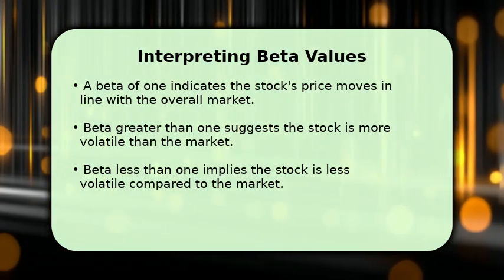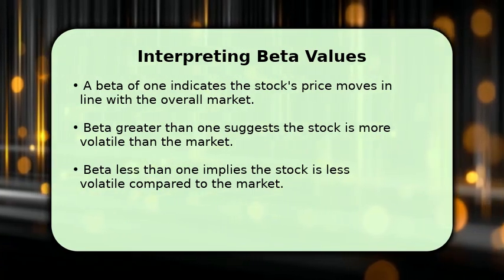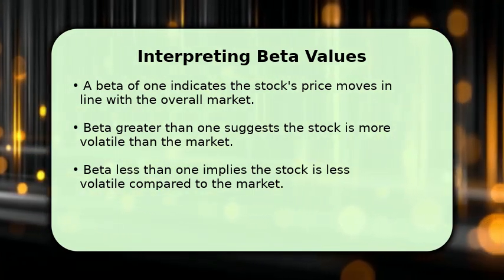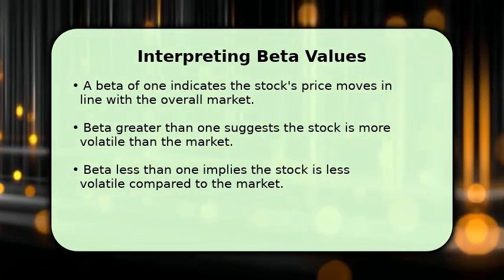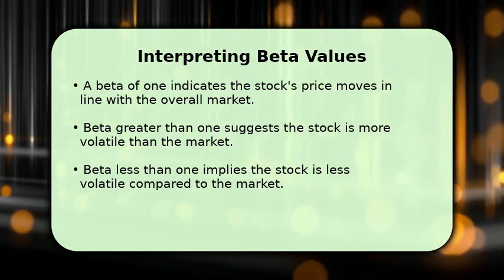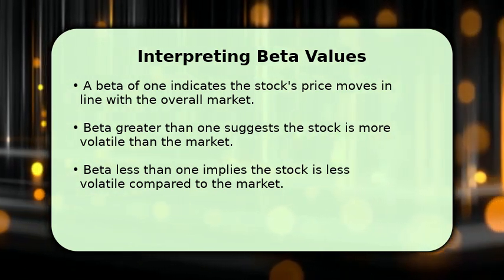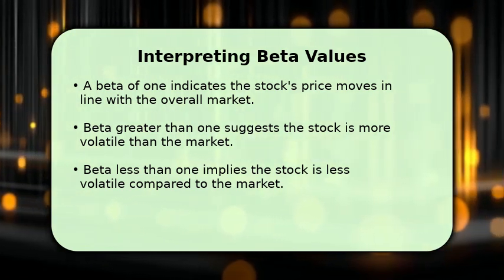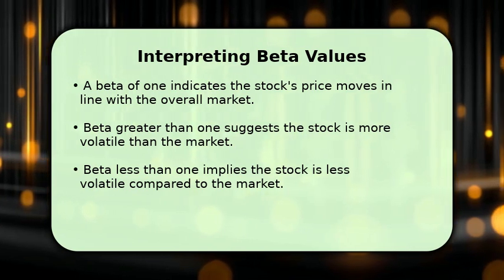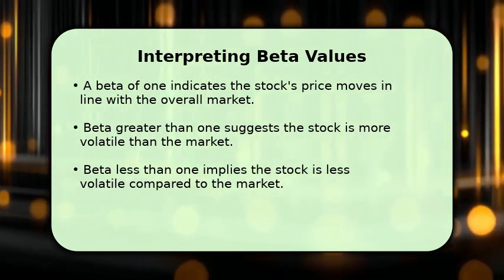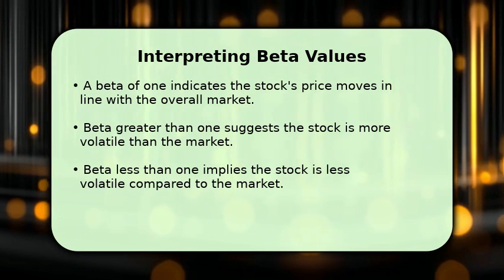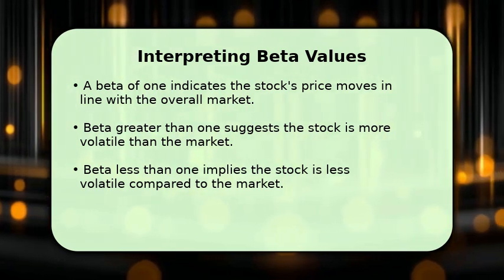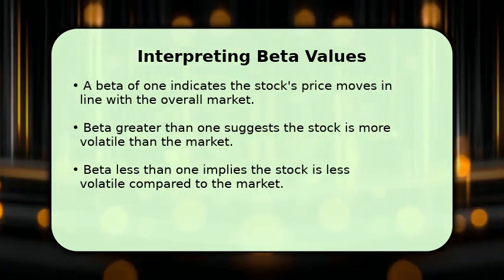Understanding beta is crucial for investors. A beta of exactly 1 means the stock's price tends to move in perfect sync with the broader market. If a stock has a beta greater than 1, say 1.5, it suggests it is 50% more volatile than the market. Conversely, a beta less than 1, like 0.5, indicates it is 50% less volatile. A rare negative beta means it moves inversely to the market.